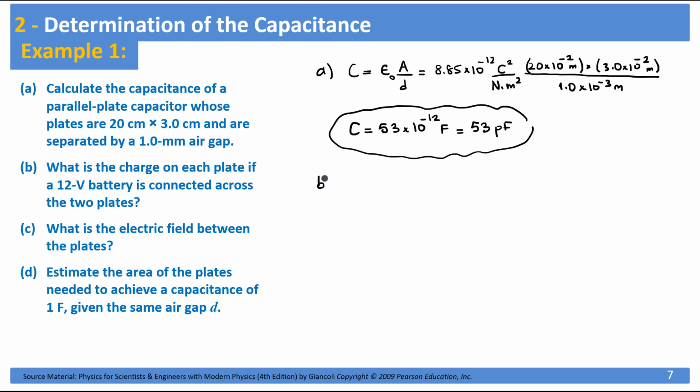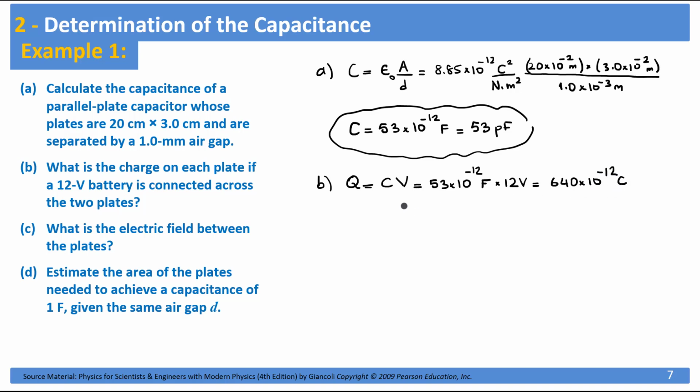Now let's move to part B and calculate the charge stored on the capacitor when it is connected to 12 volts. And for this, we are going to use the capacitor equation, which states Q is equal to C times V. We just found our capacitance, which is 53 times 10 to the minus 12 farads, and I need to multiply this with 12 volts, which is going to be, if we pay attention to the significant figures as well, 640 times 10 to the minus 12 coulombs.